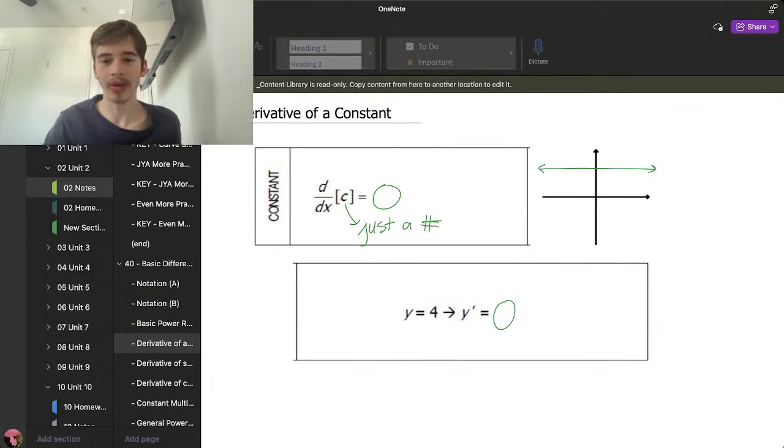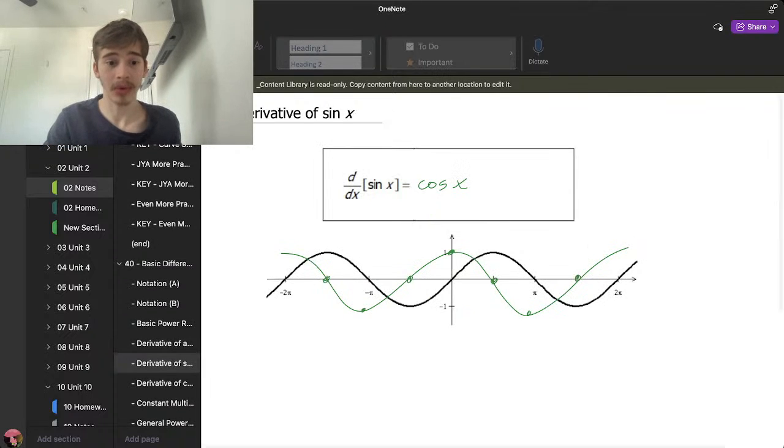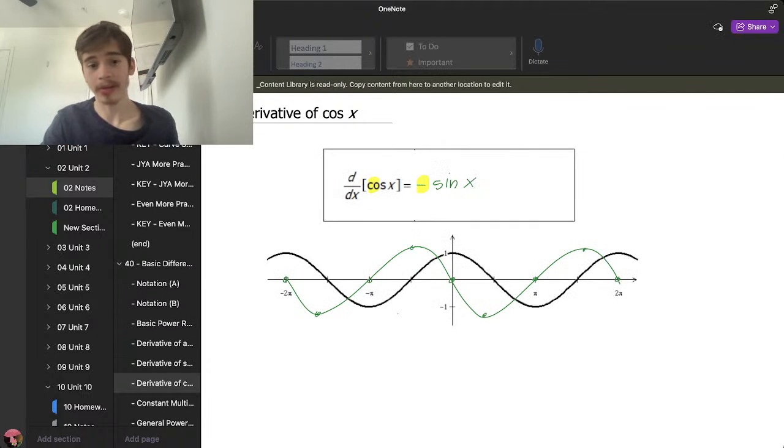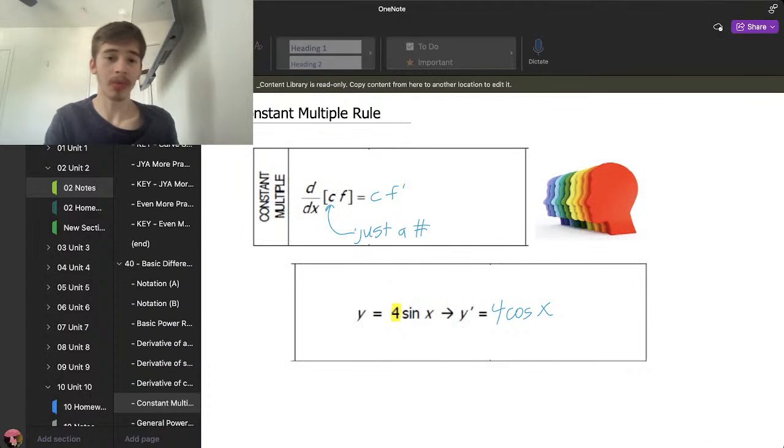The derivative of a constant is 0, so just know that, which makes sense. Y equals 4 is just a straight line. Is the slope changing? It doesn't, so it's 0. What's the slope of it? Yeah, it's 0. The derivative of sine is cosine, but the derivative of cosine is negative sine. Know that. Constant multiple: bring it to the front, don't worry about it. Take the derivative of what actually matters and leave the constant multiple ahead. So the derivative of 4 sine x is just 4 cosine x.